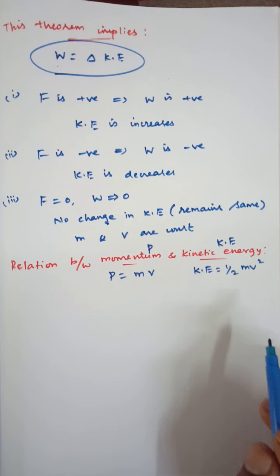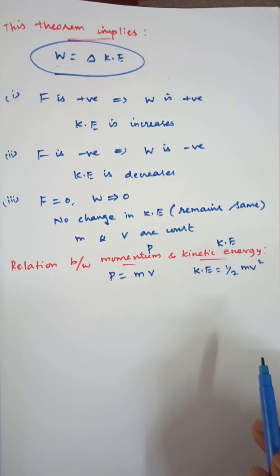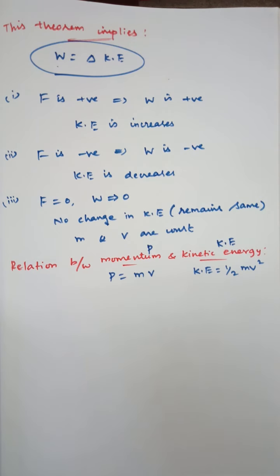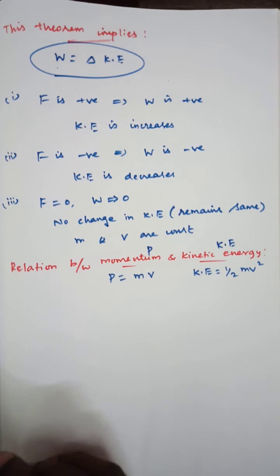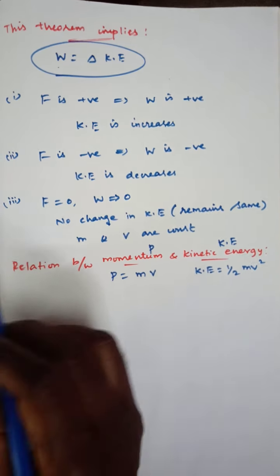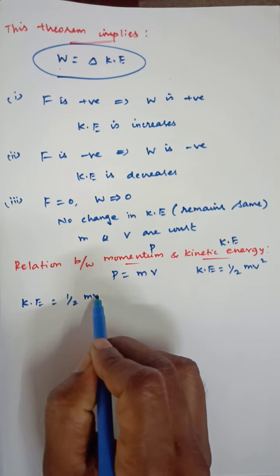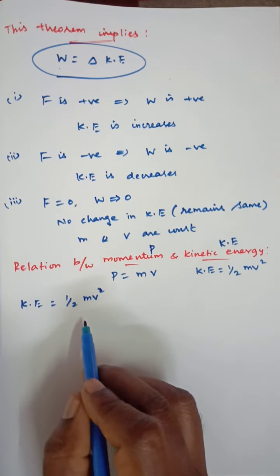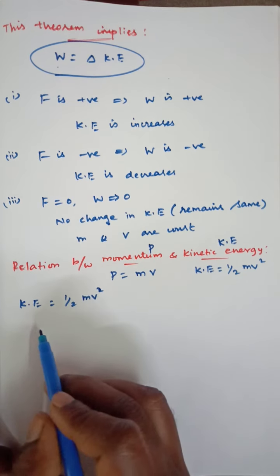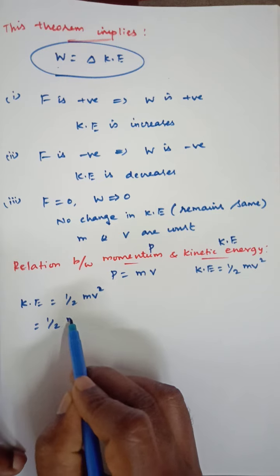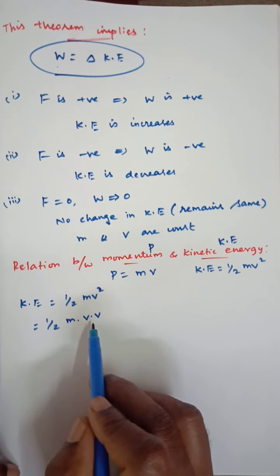So both conditions apply if the particle or object or body moves in a particular direction. When the body is moving, it can possess momentum and also kinetic energy, because v is the velocity of the particle. First we write the kinetic energy formula: half mv square. On purpose, separating v square, we will write half into m into v into v.